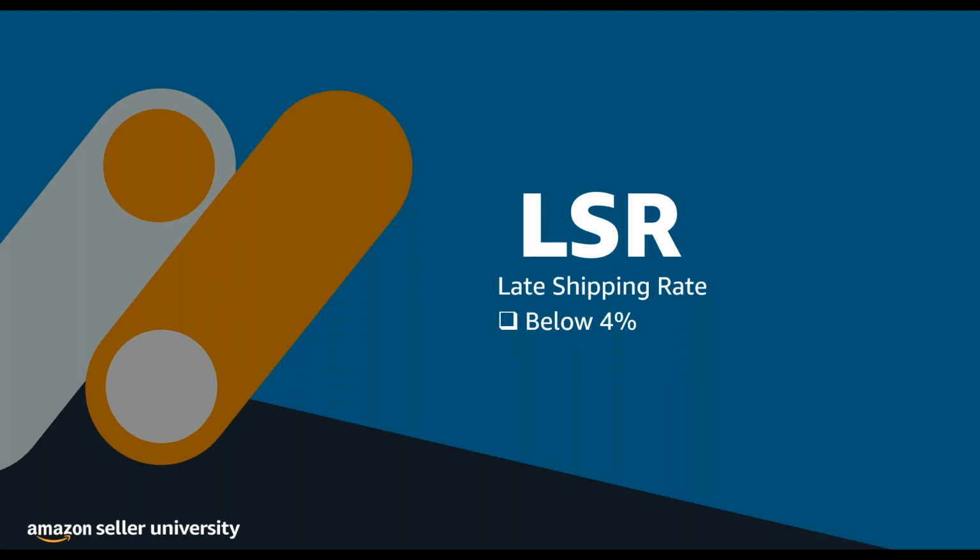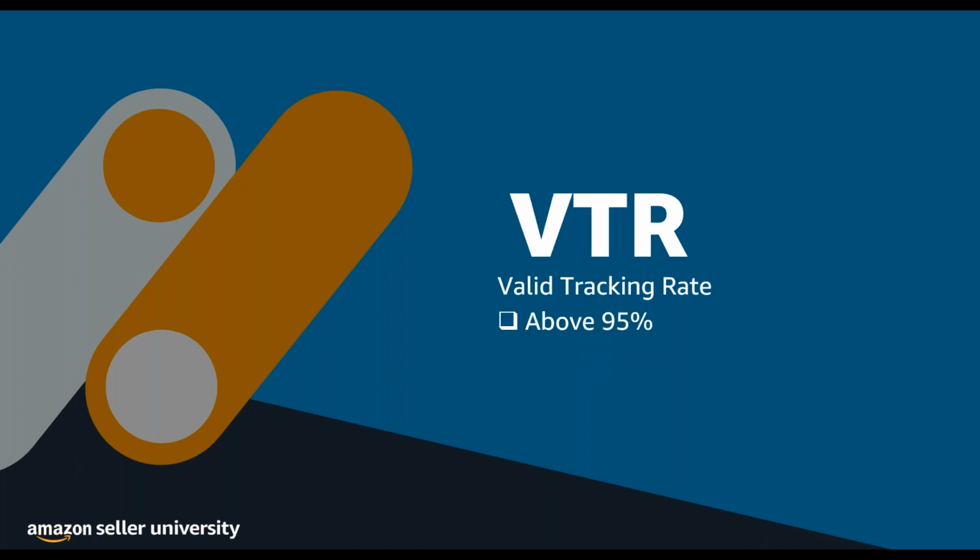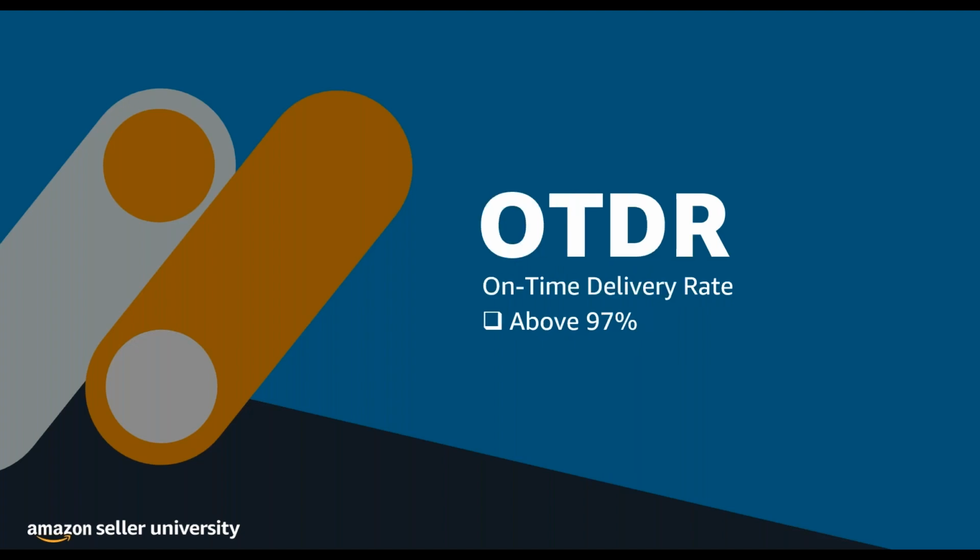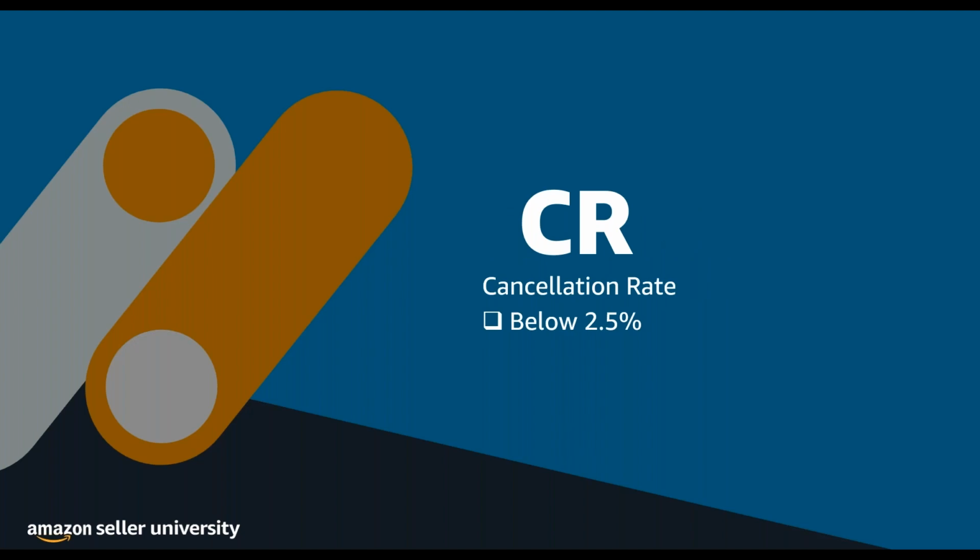For shipping metrics, watch your late shipment rate, or LSR. LSR tracks orders that have shipment confirmed after the expected ship date. You'll need to keep this below 4%. Your valid tracking rate, or VTR, tracks orders shipped with valid tracking and should always be above 95%. On-time delivery rate, or OTDR, tracks orders that arrive by their expected delivery date. Keep this metric above 97%. Any order cancellation that you initiate will affect your pre-fulfillment cancellation rate, or CR, which you'll need to keep below 2.5%.